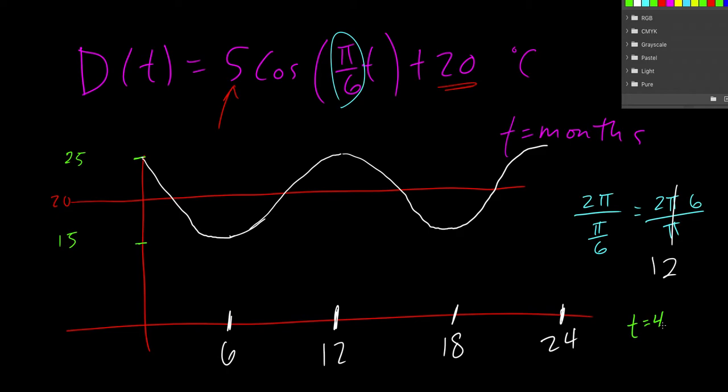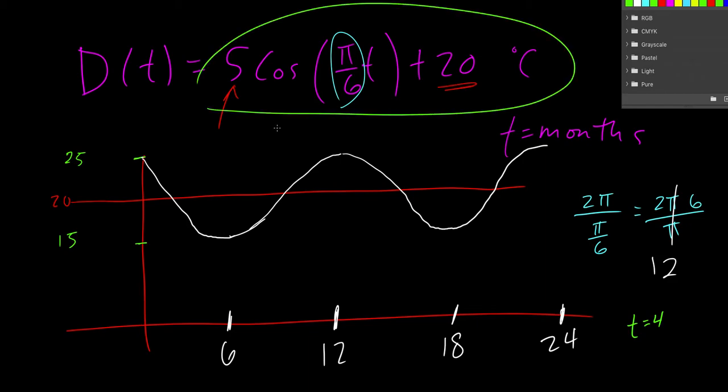And so all we have to do is plug in T equals 4 right here. If we do that, we get 5 cosine of pi over 6 times 4, plus 20. Okay, and then if we just plug all of that into a calculator, I feel confident that you can. Just make sure you're in radians when you do that. If you plug it all in, you're going to get 17.5. Okay, and that is in degrees Celsius.